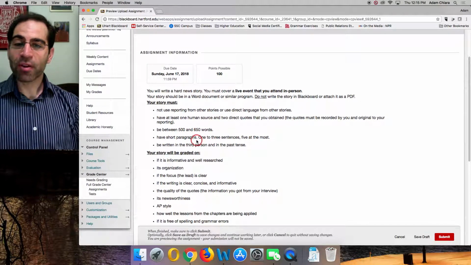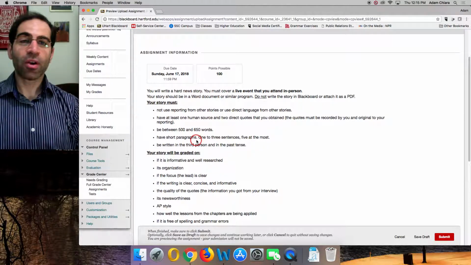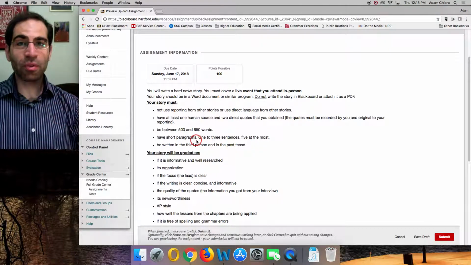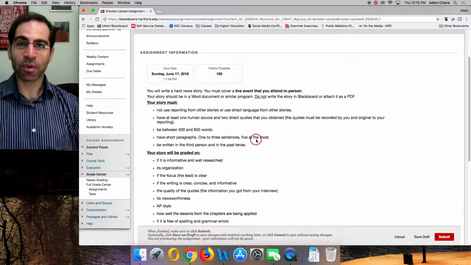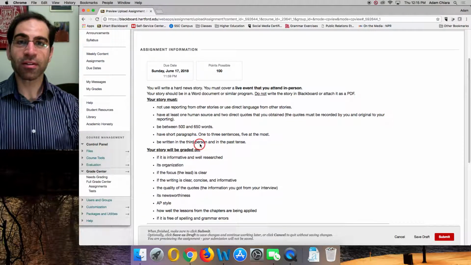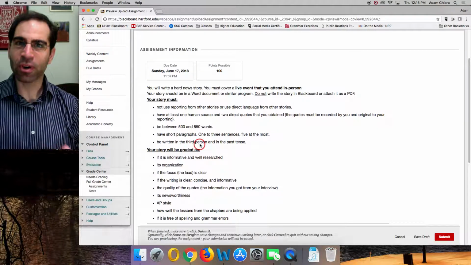You have to have short paragraphs, 1 to 3 sentences, 5 at the most. So your paragraphs need to be short. 1-sentence paragraphs are fine. They're used in journalism. 5 sentences is kind of pushing it, but there should not be blocks of text. There should not be paragraphs with 6 sentences, 7+ sentences. 1 to 3 is what you're really aiming for, 5 at the most for each paragraph. And it has to be written in the third person, so past tense. Nothing present, right? It's all past tense. It already happened. We write everything as it already happened, and the book goes over that for you.